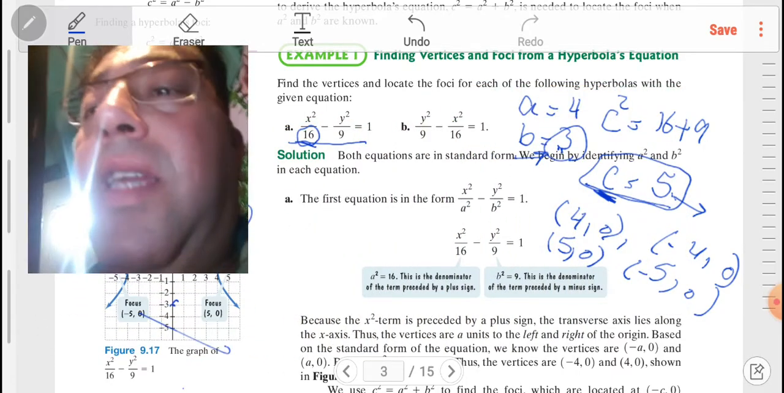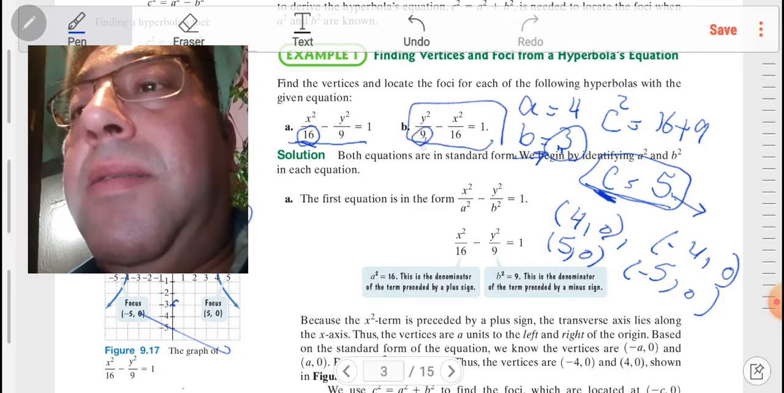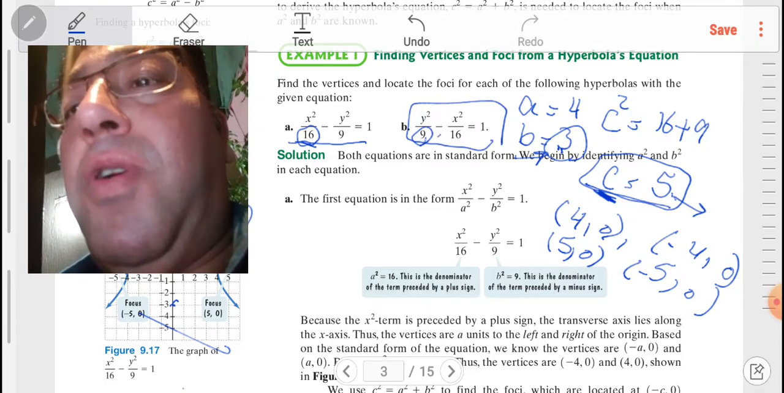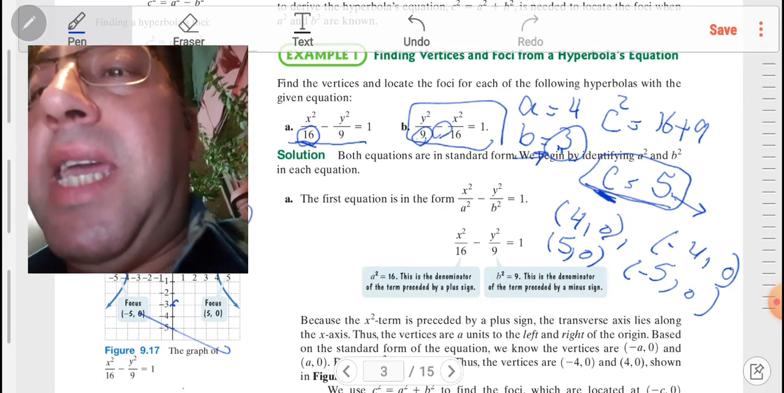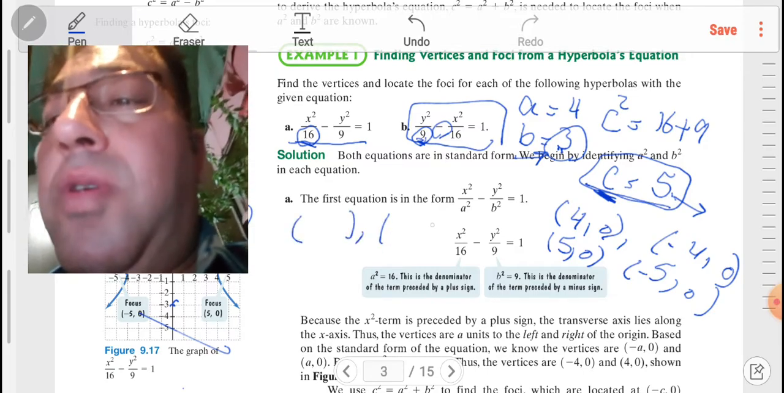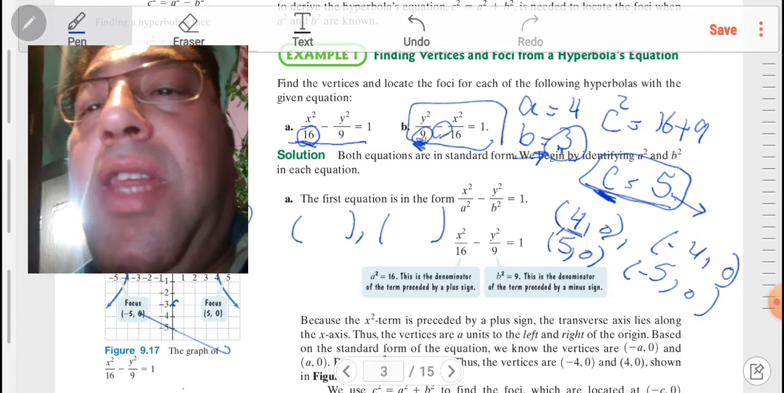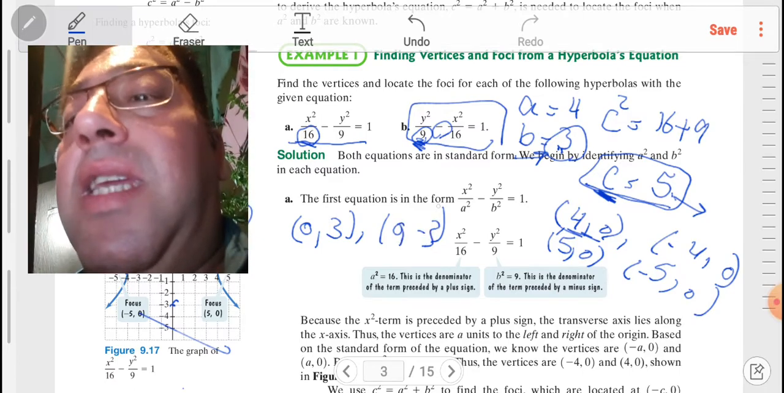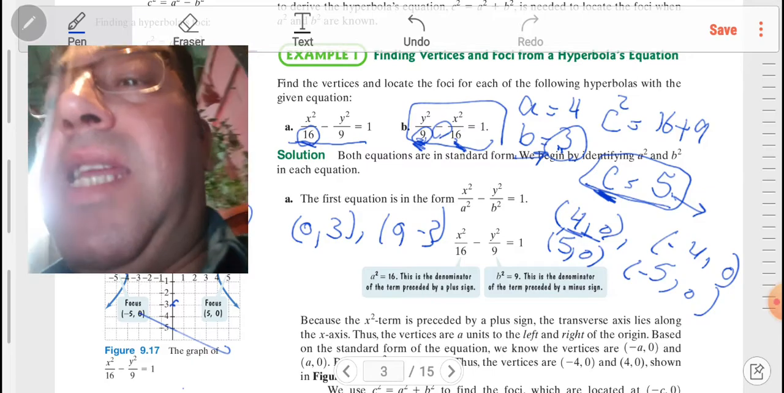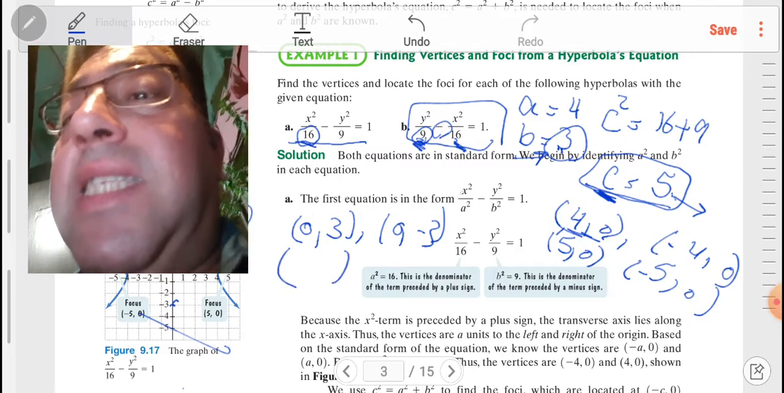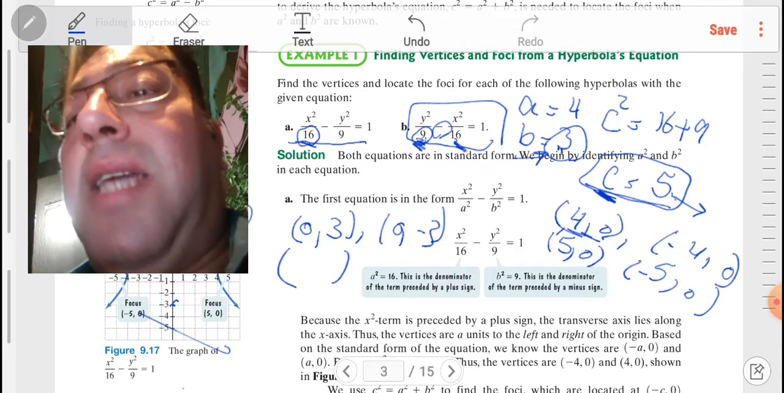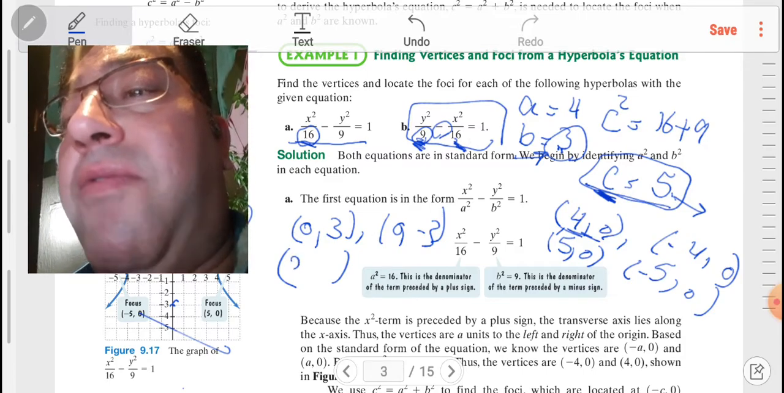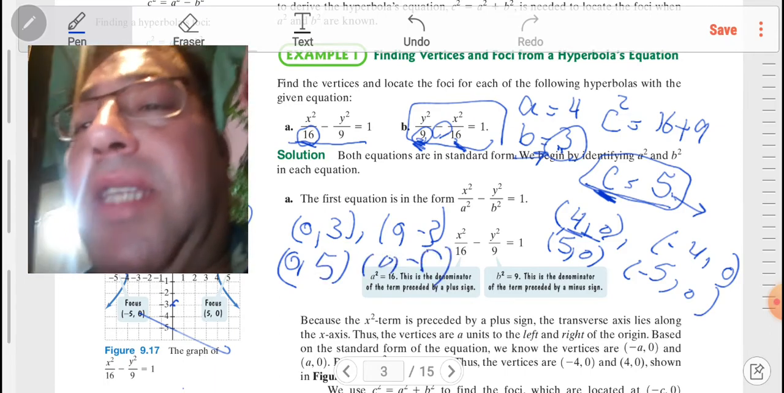The second equation I think is vertical. Yes, A is always with the first term before the subtraction operation. So A is 3. So we have two vertices in the vertical position, not the horizontal position: 0, 3 and 0, negative 3. Also, we have two co-vertices horizontally, 4, 0 and negative 4, 0. Don't forget that C is 5 also, because it's the same 9 and 16. And don't forget the two foci are on the y-axis: one focus 0, 5 and one focus 0, negative 5.